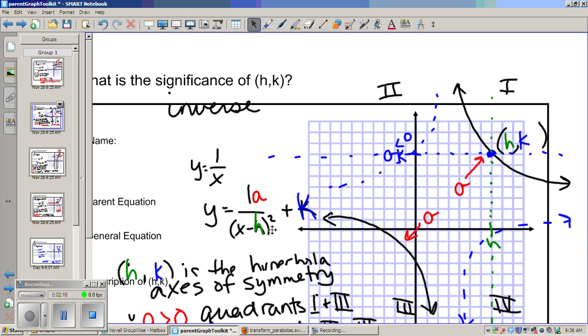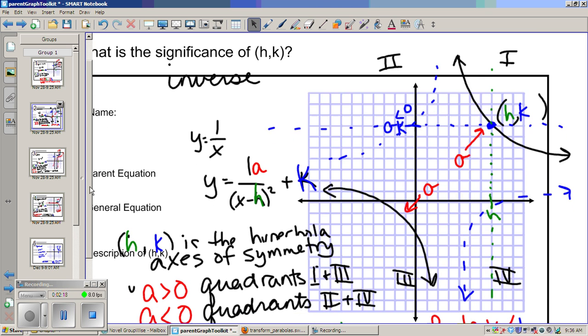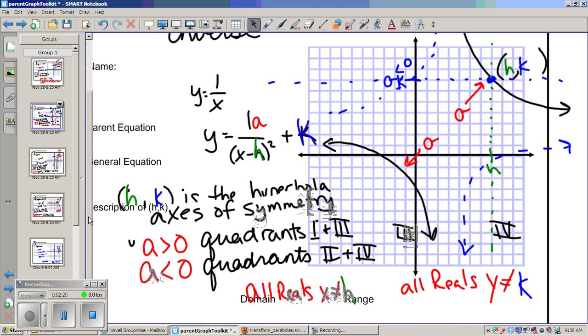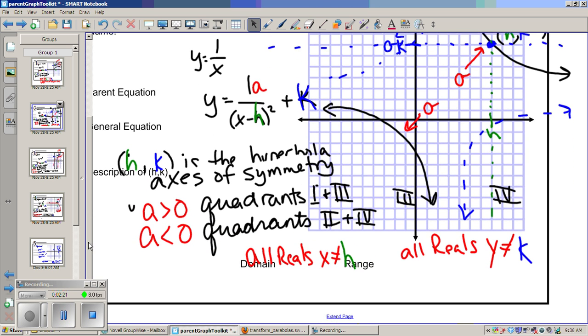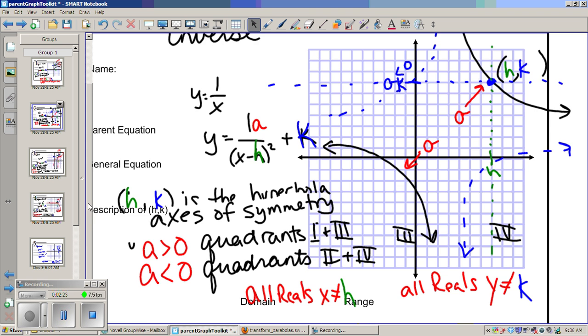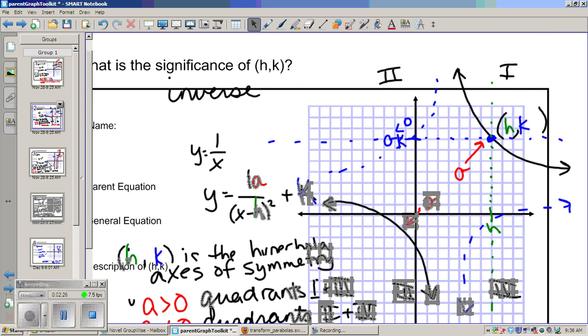And so again, you can just go to the Moodle site and you can get all of the information on this hyperbola graph and look at those on your own time.